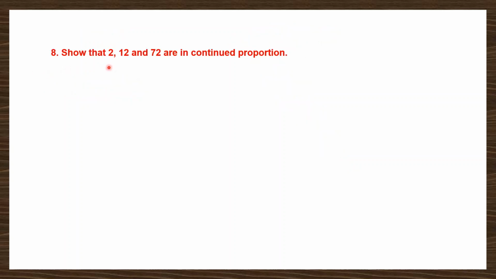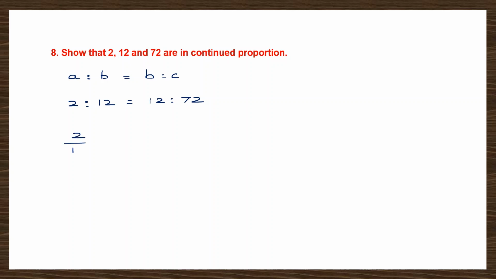Show that 2, 12 and 72 are in continued proportion. That means A is to B should be equal to B is to C. When there are 3 terms and if they are in continued proportion, this condition should be satisfied. That means the first ratio should be equal to the second ratio, and we'll use those 3 numbers to form the first ratio. 2 is to 12 and we are repeating 12 on the other side. 12 is to 72.